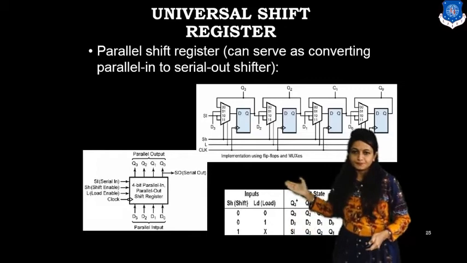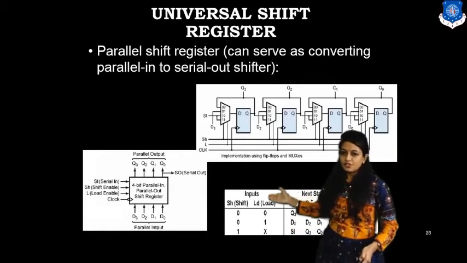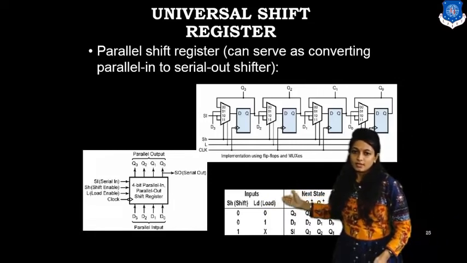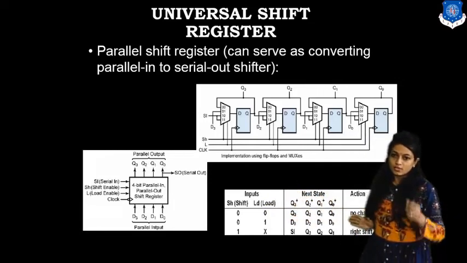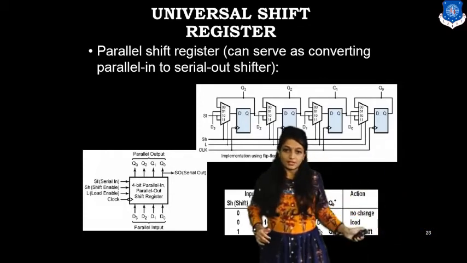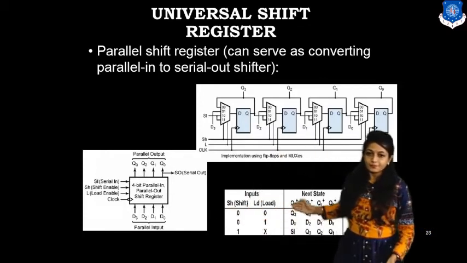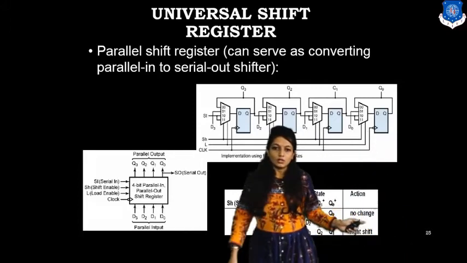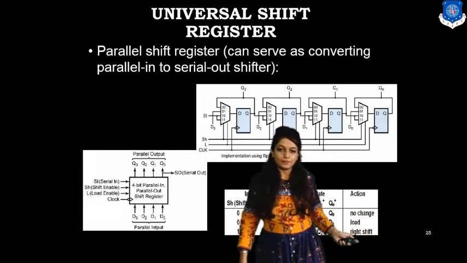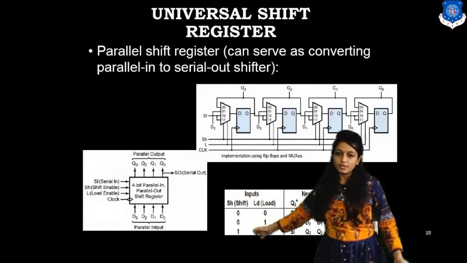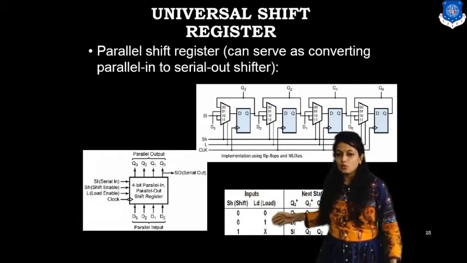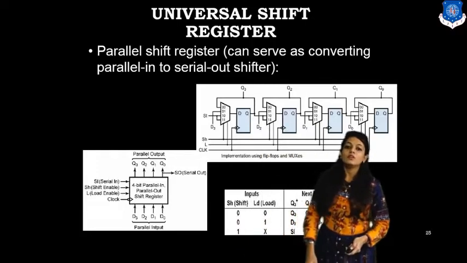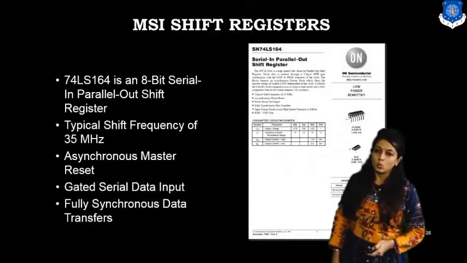Let's say if my value of shift is 0 and load is 0, then my next state will be Q3, Q2, Q1, Q0. That means there is no change. If load becomes 1 and shift is 0, then the load operation will be performed. And for shift 1, whether the value of load is 0 or 1, the shift right will happen. Alright, this is how the universal shift register will work.